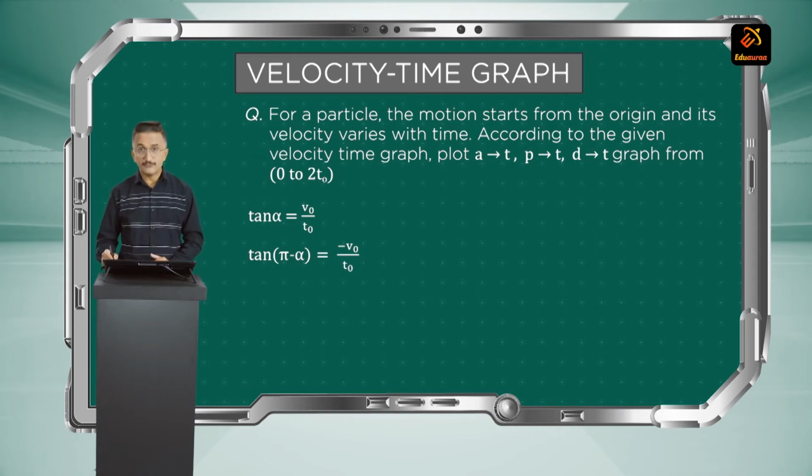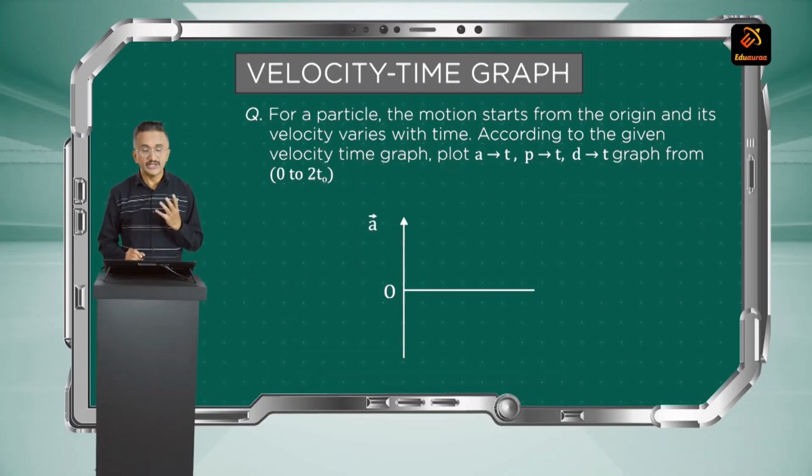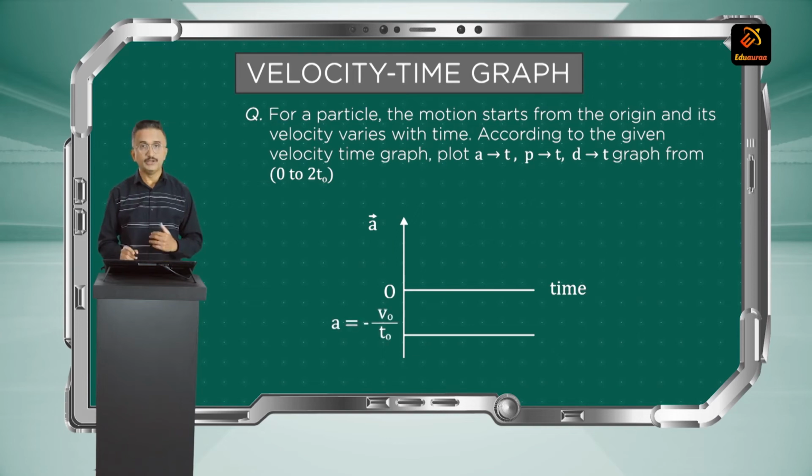Okay? So first I would like to plot the graph. Which graph? Acceleration time graph, by using this concept. So the acceleration is on the y-axis and the time is on the x-axis, and this acceleration remains constant. So here I can plot the graph. Okay, so this acceleration is constant and the value of this is minus v0 upon t0, or I can say a is equal to minus v0 upon t0. So this is my acceleration time graph.